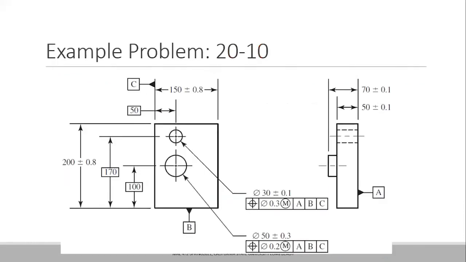So we first start with this first example problem. This is example problem 2010 from the textbook. It gives you a drawing of a part with different GD&T symbols in it, and there are certain questions associated with this drawing. I'm not going through all the questions, but I'm picking some that provide good practice in interpreting the symbols and understanding the drawing.